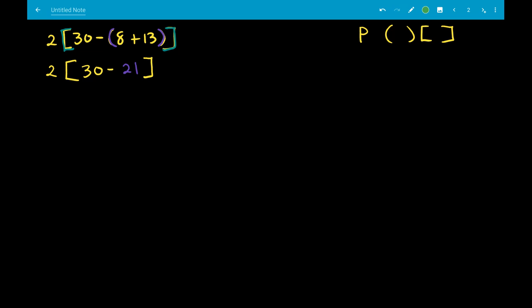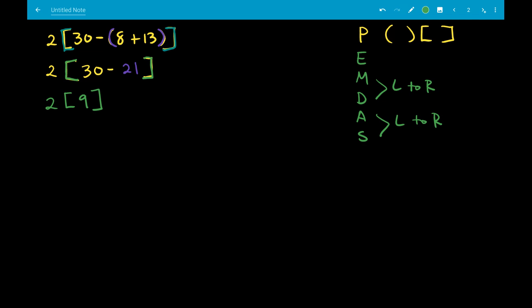Now, I still have the brackets. That's what I need to do next. I need to do my groupings here. So now I do 30 minus 21. So before I even multiply, even though the order of operations says I need to do exponents, multiply, divide, remember left to right, then add and subtract, again left to right, I need to do what's inside of my brackets, even though it's 2 times that bracket. And so I need to do 30 minus 21, which is equal to 9.